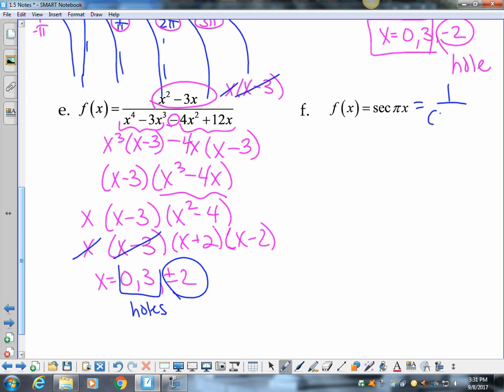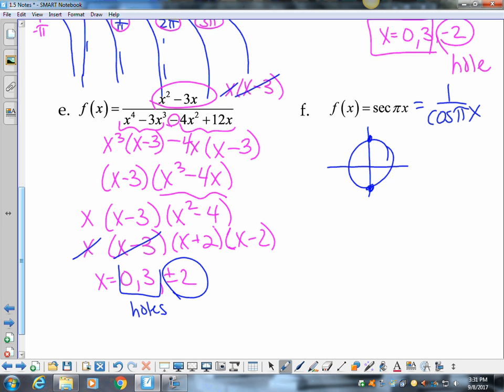Think of secant as 1 over cosine, because we don't really know what the graph of secant looks like, but we do know what the graph of cosine looks like. It's very well behaved, but it does equal 0 sometimes, and you can't have a 0 on the denominator. So think about where your x values on the unit circle are 0, and that happens at pi over 2 and 3 pi over 2.